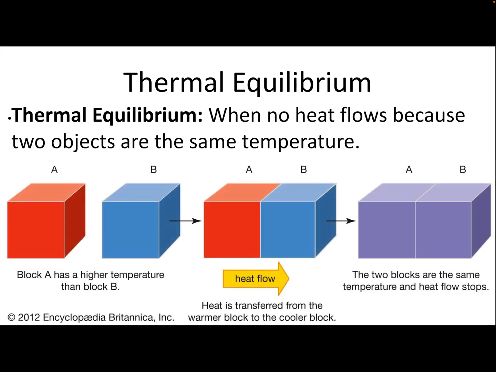So here we have block A and block B. Block A is hot, block B is cold, and when they're in contact, in the middle image, heat flows from the hot to the cold one until eventually the hot one is going to cool down because it's losing energy, and the blue one, object B, is going to warm up because it is gaining energy, and they're going to eventually meet at the same temperature.